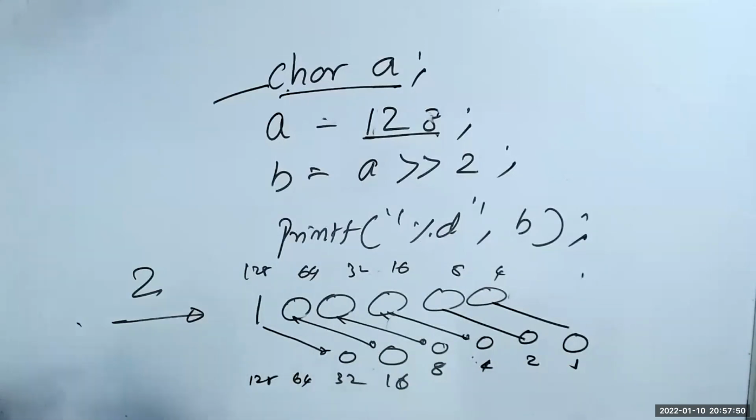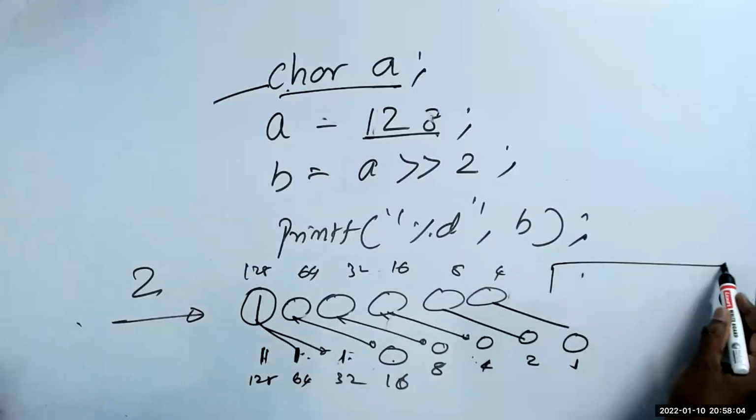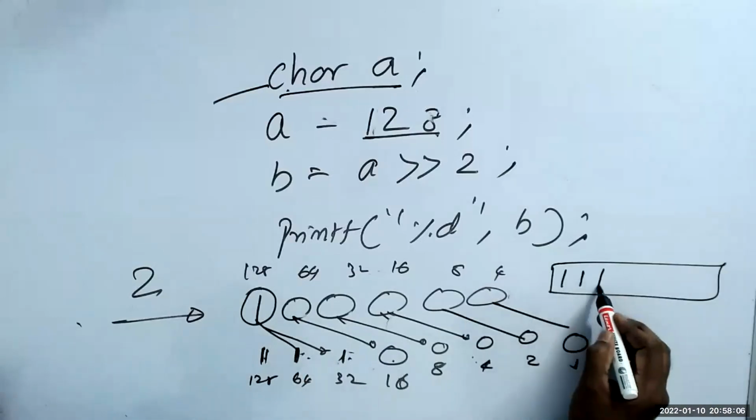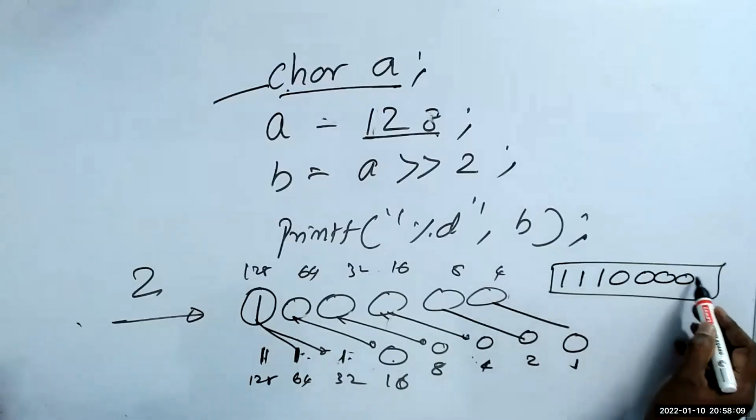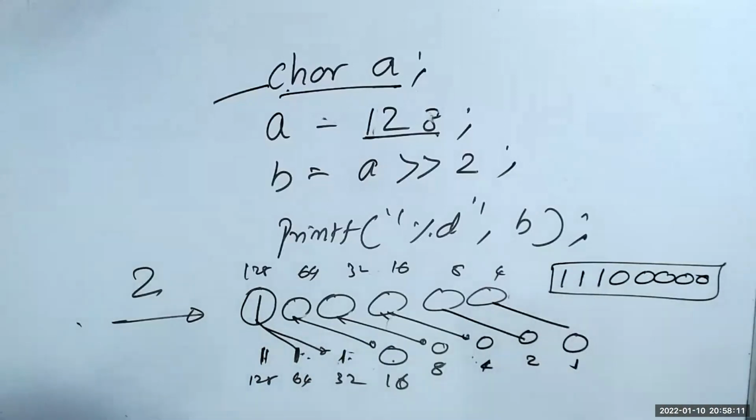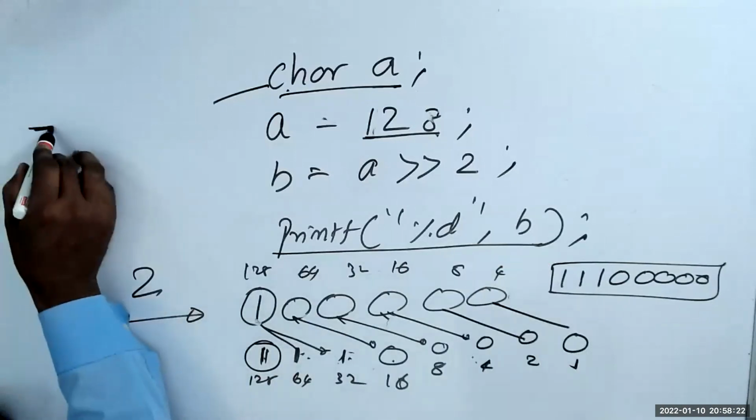But the trick is, if the last bit is 1, they don't fill 0 here. They fill 1. So the memory will be stored as 1 1 1 0 0 0 0 0, not 0 0 1 0 0. Because the sign bit is 1, that will be filled, not 0. Now if I do printf, the last bit is 1, so it becomes negative.